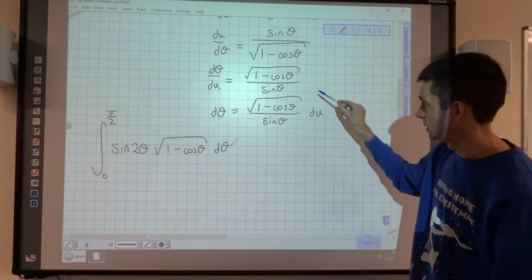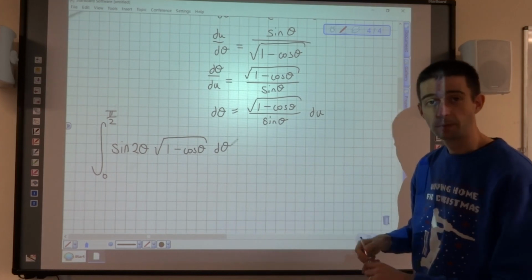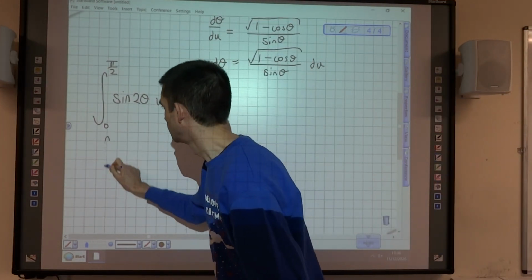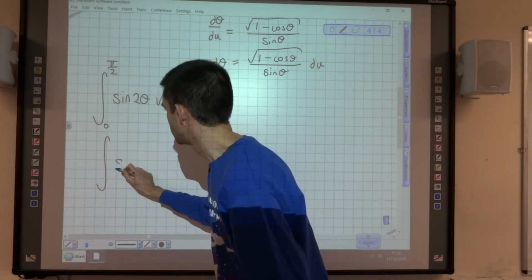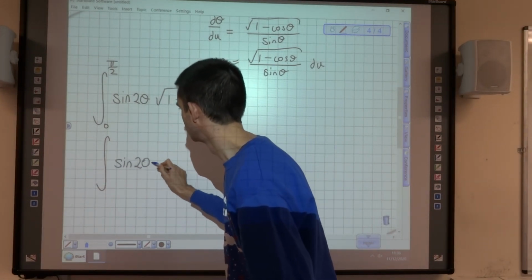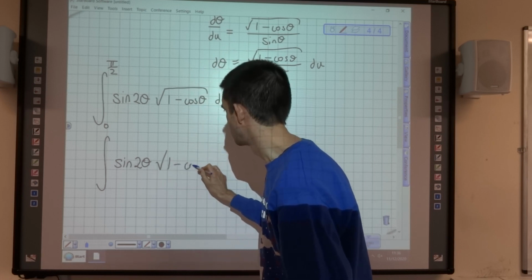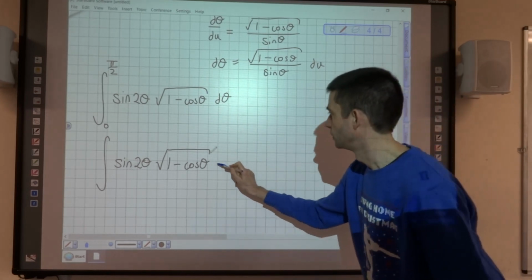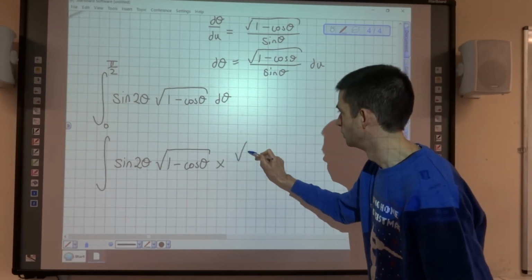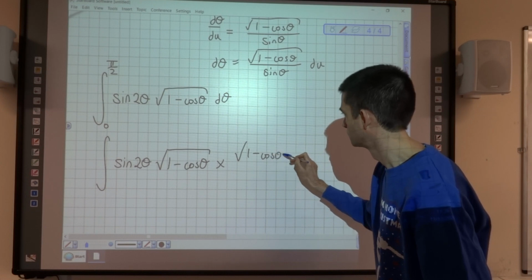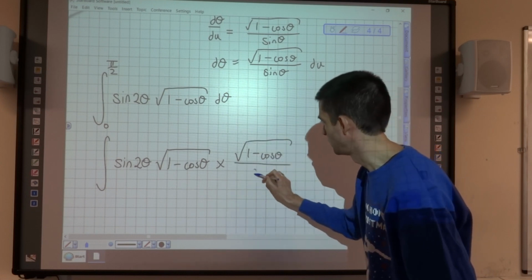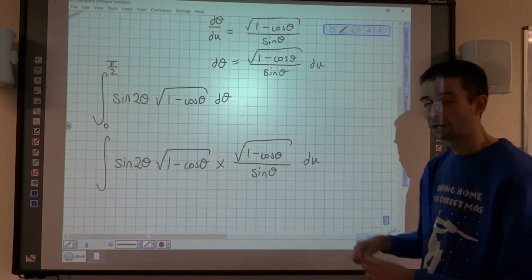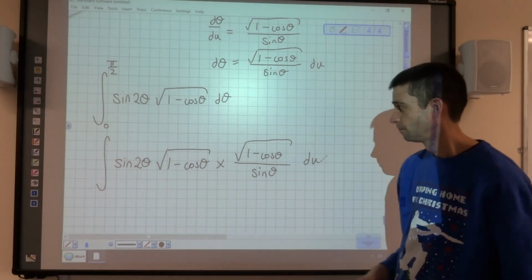Now this is going to go in for d theta, so I'm going to do that bit first and look to see if anything can cancel. So we've got the integral of sine 2 theta root 1 minus cos theta, and then instead of d theta I've got multiplied by root 1 minus cos theta over sine theta du. Okay, so it's going to eventually be with respect to u.